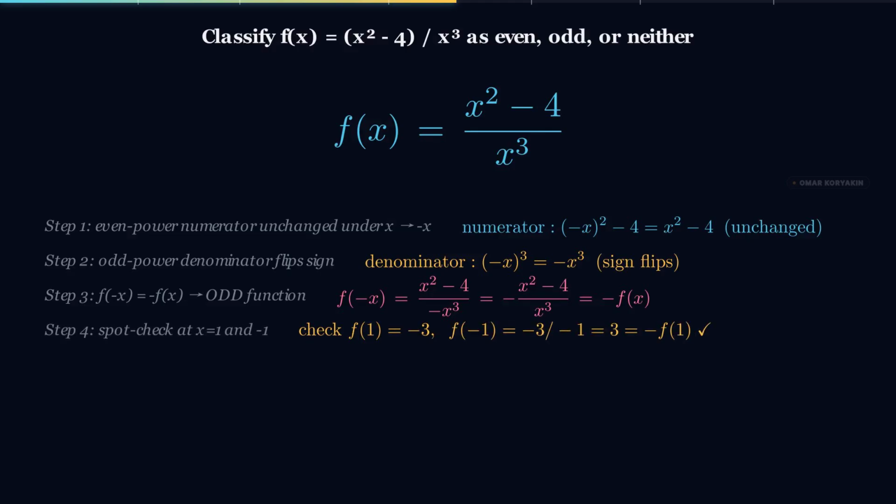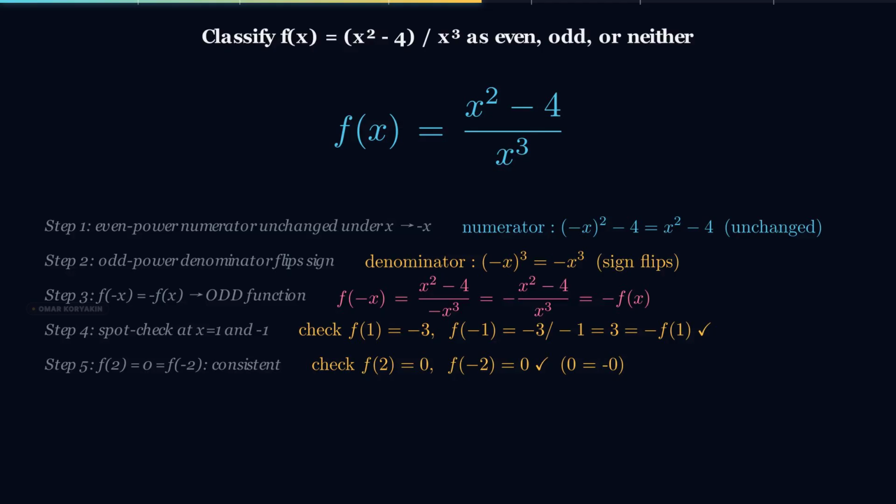Step 4. Predict the graphical symmetry. Odd functions have 180-degree rotational symmetry around the origin. So the graph of f passes through the origin in spirit, even though x equals 0 is excluded from the domain, and rotating the graph half a turn around the origin gives back the same graph. The graph has the characteristic odd function look, with branches going opposite directions on opposite sides of the y-axis.